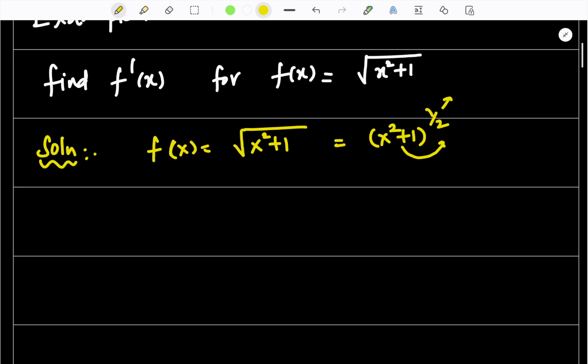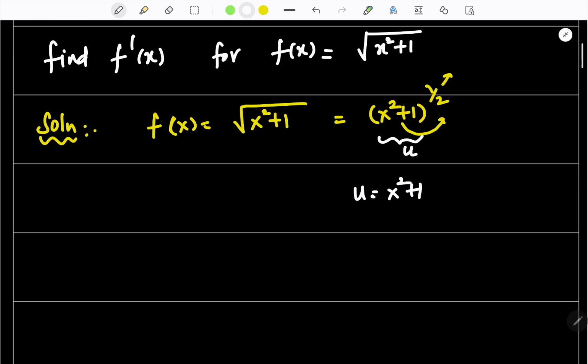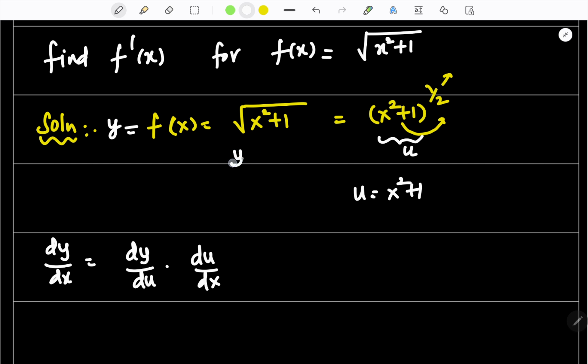So what I'm going to do is call this u. So what is your u? U is equal to x squared plus 1. Now what is the rule? The rule is dy by dx, or you can call this f dash, no problem. So dy by dx is equal to dy divided by du times du divided by dx. Your function now becomes y to the power of 1 by 2. This is your question now.